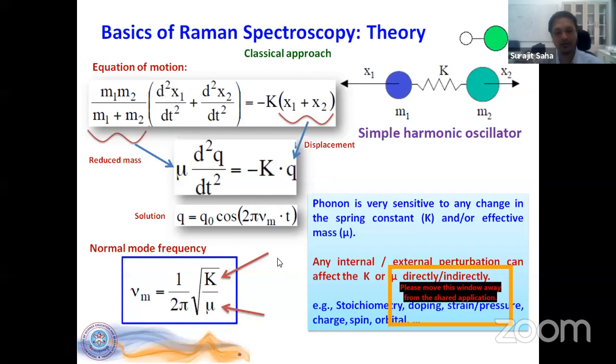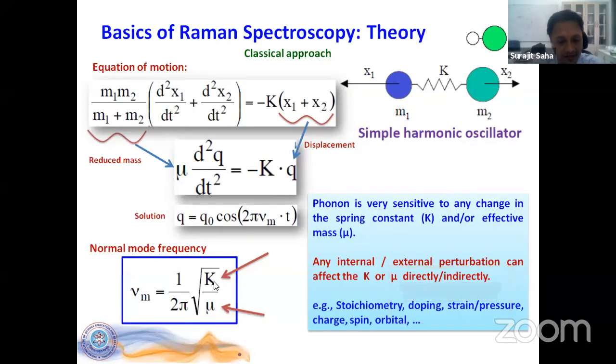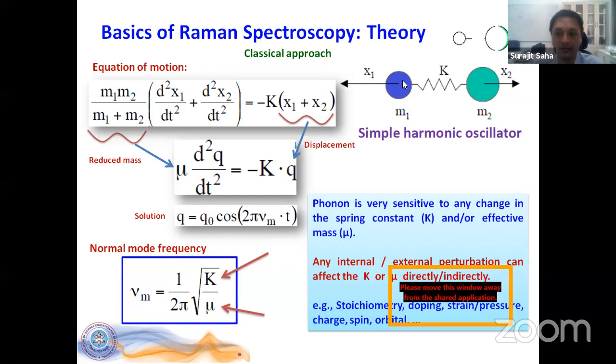And now one can actually go and elaborate on this. Here, what I'm trying to bring out is that the phonon is very, very sensitive to a change in spring constant. So any change in the spring constant will give rise to a change in the frequency, and that is what we can experimentally measure. And also a change in the effective mass. Okay, one can ask, when will the effective mass change? Of course, when I'm changing one of the atoms; we'll get to see when such contexts come.